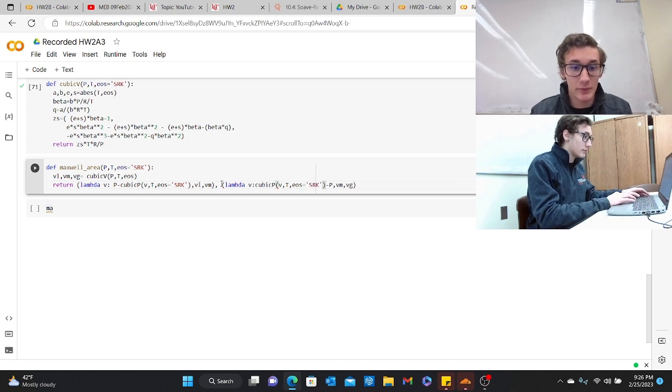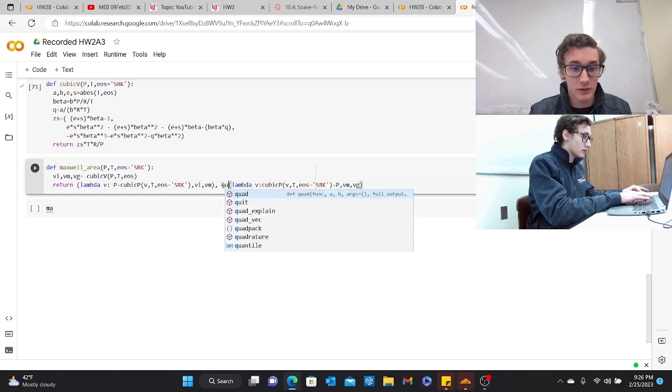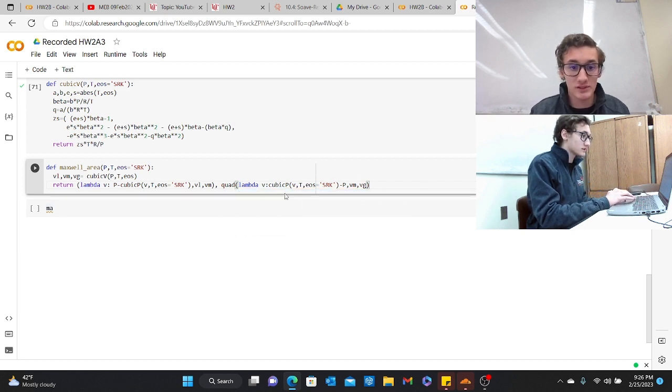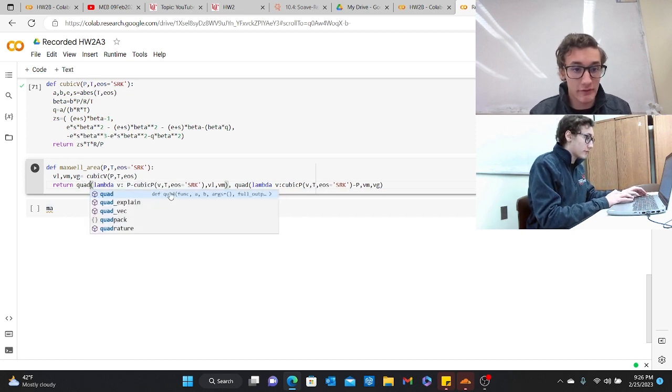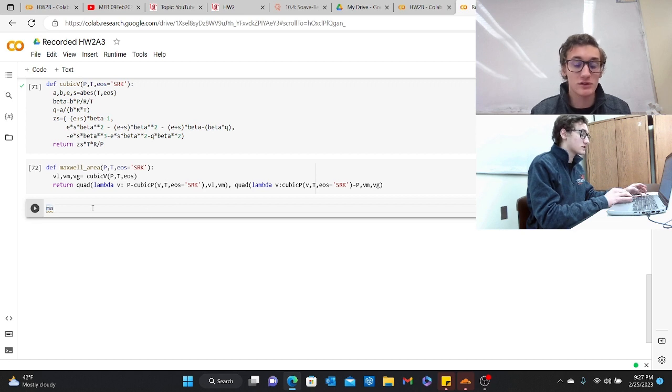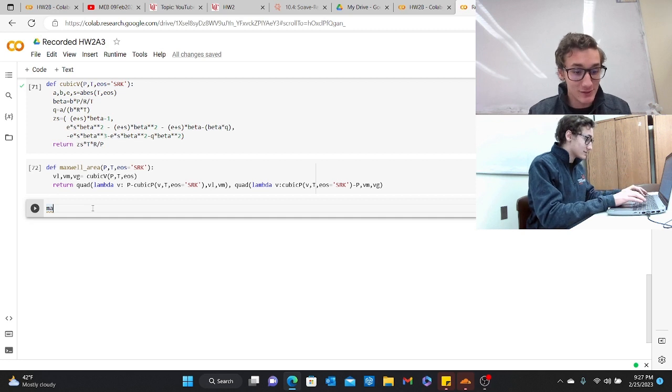Another thing is that we didn't actually use quadrature. So quad is what's actually going to integrate this function. So we have quad, which is then our function, and we have a and b. And let's see if this function actually works for me if I just get this spinning. So we'll do Maxwell area. We'll do 1e6, and now let's do 600.